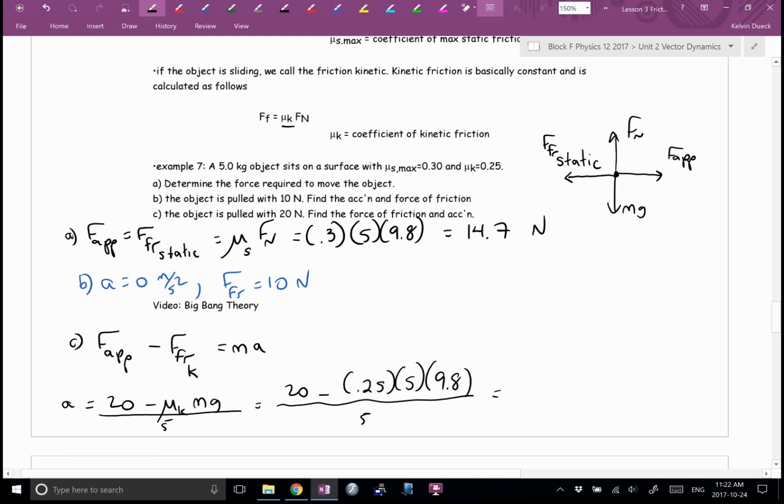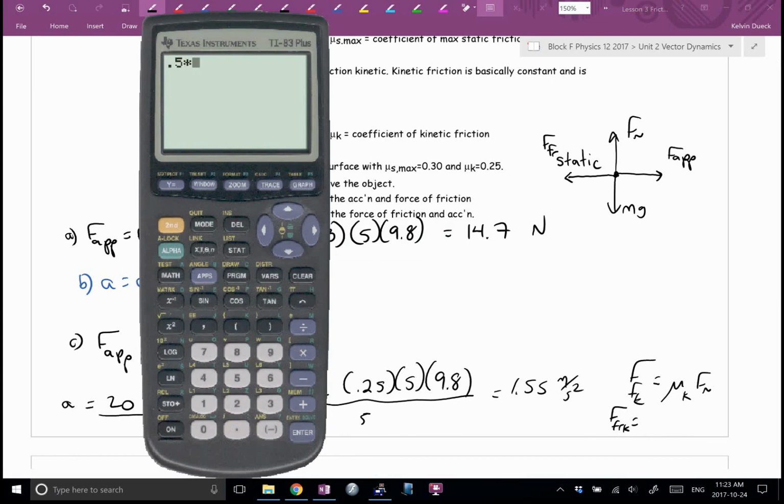What do you get for the acceleration? Anyone else? 1.55? By the way, what's the force of kinetic friction? Because that's the other thing it asks, find the force of friction and the acceleration. Well, that's going to be mu k times the normal force. The kinetic mu, the one that you use once you're moving, is 0.25 times 5 times 9.8. What do you get? Anyone? So it's going to be 0.25 times the normal force. I don't know the normal force. Oh, but look, I missed the 2. 0.25 times 5 times 9.8.